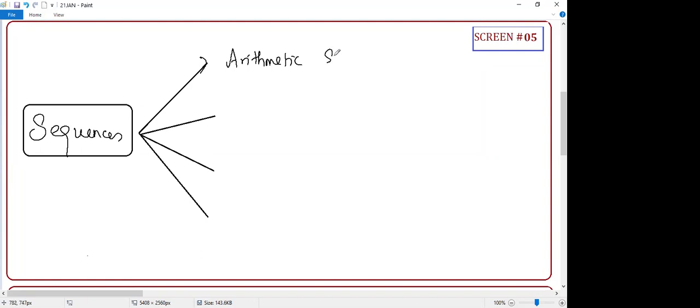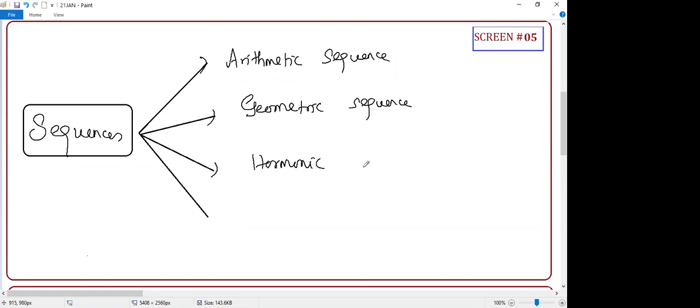Arithmetic sequence and geometric sequence and harmonic progression or harmonic sequence. People use, instead of arithmetic sequence, arithmetic progression also. Please remember, both of them are the same, student. Don't think at any time they are different, okay? That's why they are calling it AP, not AS.